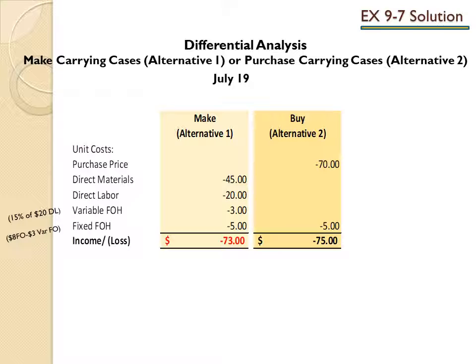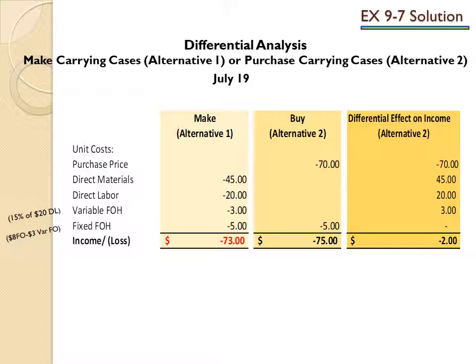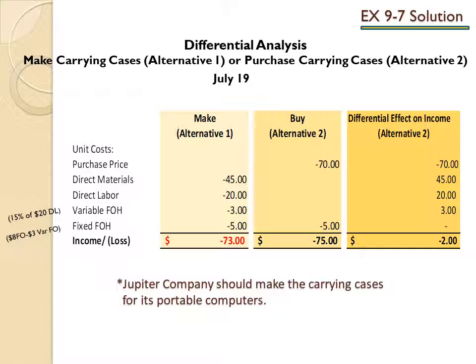So we will incur the following costs. Of course, the purchase price, which is $70. And then we will still incur the fixed factory overhead of $5 because it was stated in the problem that fixed factory overhead will still be incurred or it will not increase. So under alternative 2, the total loss if we were to buy the carrying cases, that is $75. The differential effect on income, if we were to choose alternative 2, is a $2 unfavorable effect. So that would mean that Jupiter Company should make the carrying cases for its portable computers.